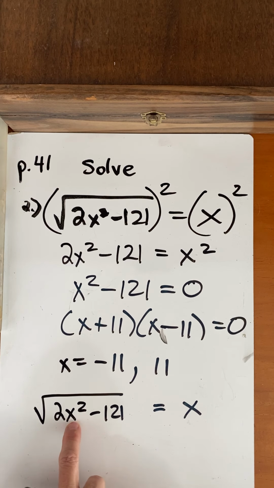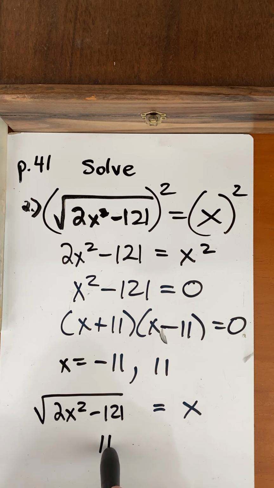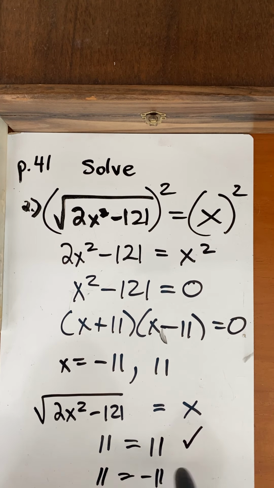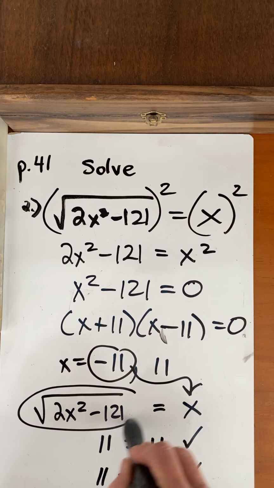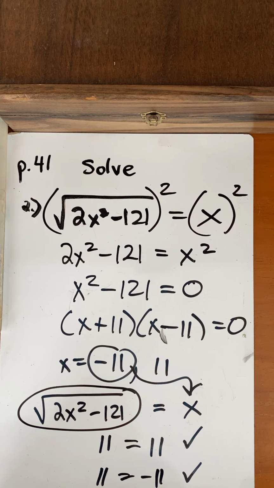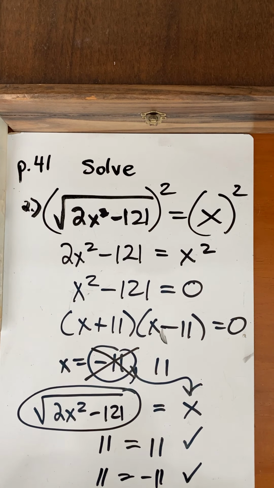So if I put negative 11 in here, negative 11 squared is 121, times 2 is 242, minus 121 is the square root of 121. Now here, positive 11 works because this ends up being 11, whether it's negative 11 or positive 11. And 11 does equal 11, but 11 will never equal negative 11. So here, we know this side's going to be negative, and we know the positive square root of a number can never be negative. So in this particular case, our extraneous solution is negative 11.